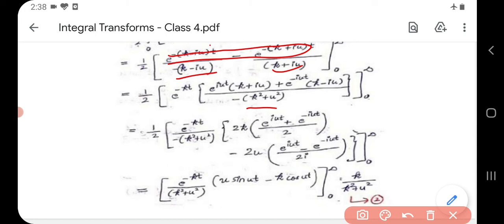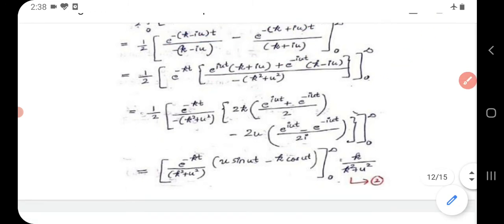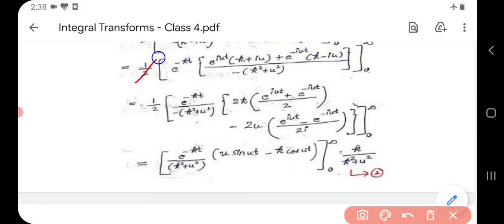Okay, and then after that you group the terms accordingly. That is, group the terms that are common for e raised to iut and group the terms which are common for e raised to minus iut. So you will get this term. Then after that, this is kept as such, this is kept as such, this is taken outside. Now this one, what remains is this and this.